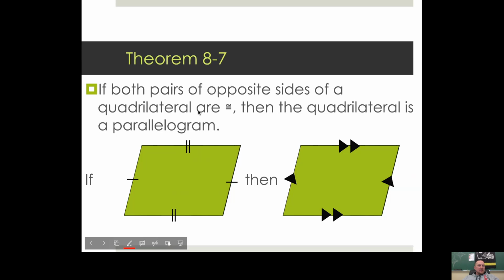So theorem 8.7 tells you this: if both pairs of opposite sides of a quadrilateral are congruent, then the quadrilateral is a parallelogram. So that's what we have here in this diagram. If you have a four-sided figure where the opposite sides are congruent, then we know it's a parallelogram. Okay, so it's really just the converse of one of the theorems that we learned in last section. If it's a parallelogram, then opposite sides are congruent. Well, if opposite sides are congruent, then it's a parallelogram. Okay, so that's your first way. If the opposite sides are congruent, it's a parallelogram.